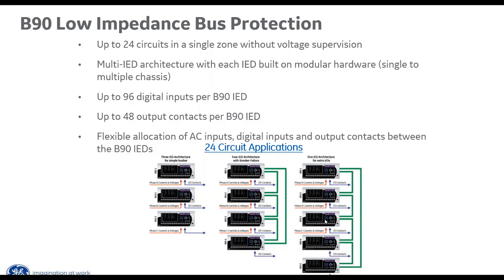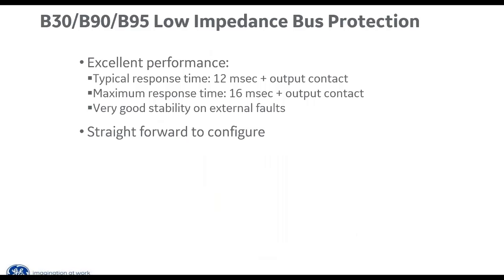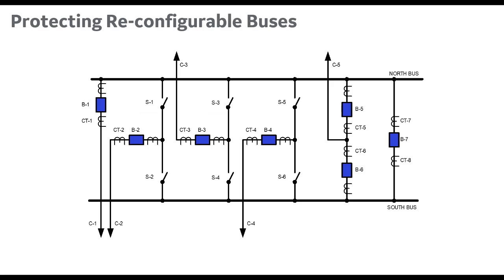When we go to the digital solution, as I talked about before, when we convert the CTs to fiber, we could do up to 24 circuits also in a single box. Just a summary for the low impedance and the UR bus differential: it's a very excellent performance. We're talking about less than a cycle for operation plus contact operation. Very good stability for external fault. Straightforward to configure.